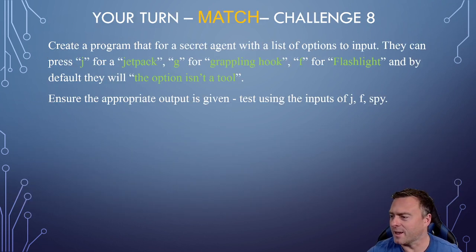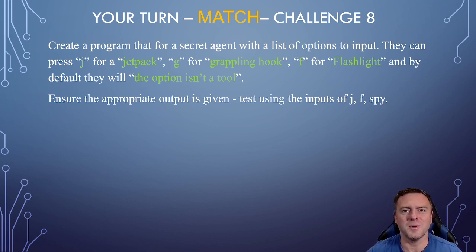Last one we're going to have a crack at is the match statement. So the match works a little bit different. I want you to create a program for a secret agent that has a list of options to input. They can press J for jetpack, G for grappling hook, F for flashlight, and by default they have the option that isn't a tool. So please use the inputs of J, F, and then spy, and then see what happens. So just pause the video and have a go and see if you can use the match statement to build this.